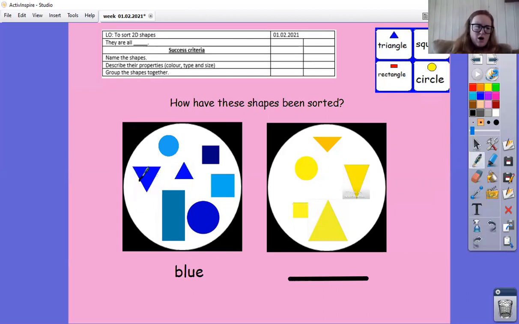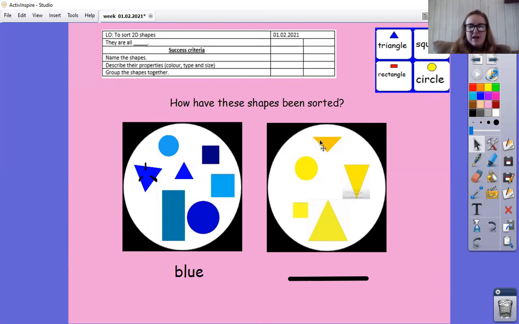It's got 1, 2, 3. So it's got 3 sides. Is it still a triangle? Yes, it is. It is just a triangle that has been rotated. Does it look the same now? Fantastic. I'm going to leave it that way up because it does not matter how it is facing. It is still a triangle. So in this group, I have lots of different shapes, but my label is saying they are all blue. Is that correct? Yes, all these shapes are blue. Even though I have a triangle, a circle, a square, and a rectangle, they are all blue.